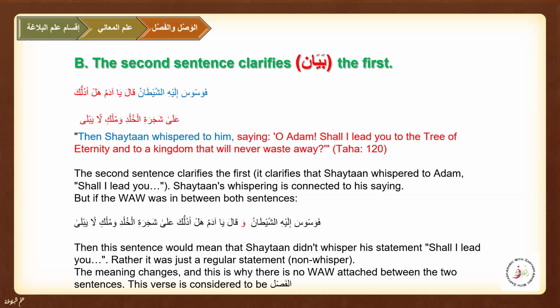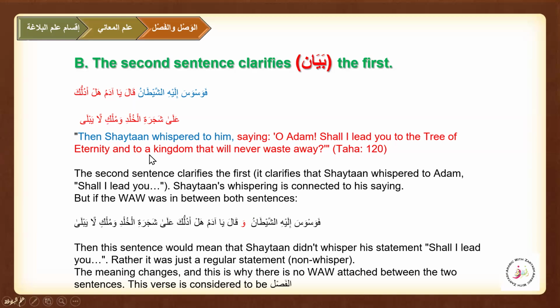Let's see the example. فوسوس إليه الشيطان قال يا آدم هل أدلك على شجرة الخلد وملك لا يبلى. Then Shaitan whispered to him, saying, O Adam, shall I lead you to the tree of eternity and to a kingdom that will never waste away. Surah Taha, ayah number 120. So here, the second sentence clarifies the first. It clarifies that Shaitan whispered to Adam, shall I lead you? And then he whispered this whole thing.